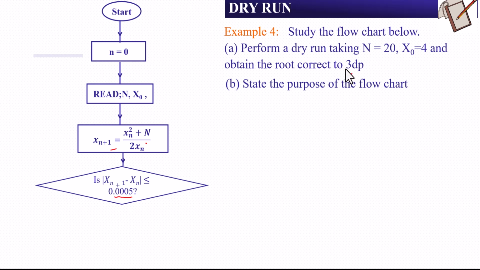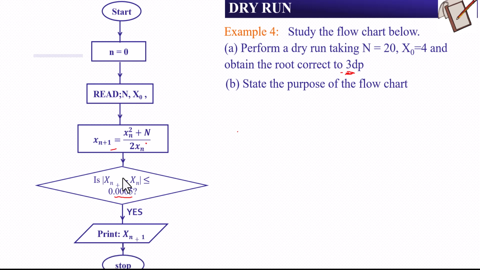0.0005? This number of dp's comes from here. This is 3 dp's. So if this was 2 dp's, then here we would have 0.005. If this was 1 dp, then we would have here 0.05. Then, if the magnitude of xn plus 1 minus xn is less than 0.0005, we print that value of xn plus 1, and then we stop.